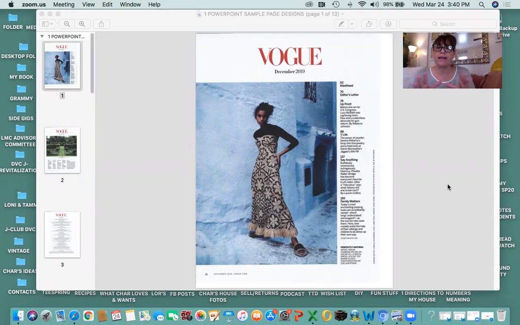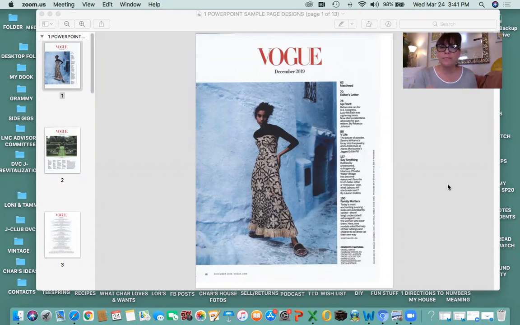This is an In This Issue page. Okay. This is from Vogue 2019, as you can see. And by the way, I love that dress that she's wearing. I want it. I'm not a model, so I couldn't rock it like she does, but it's just gorgeous.